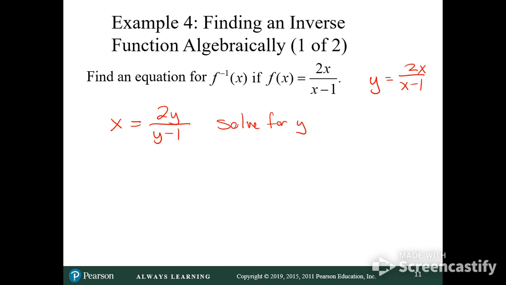What's my first step to get y alone? Doesn't look that easy, does it? I'm going to have to multiply both sides by y minus 1. So y minus 1 times x equals 2y.